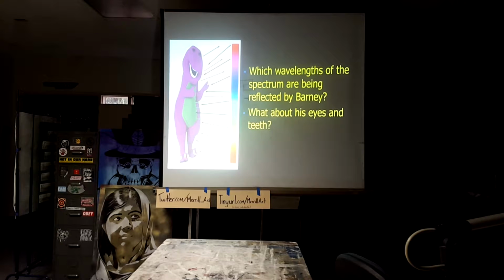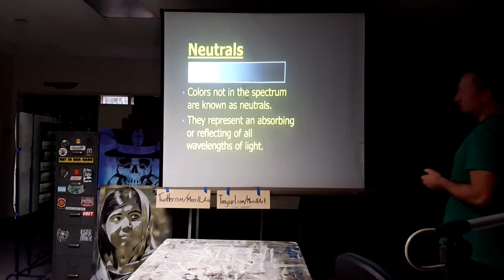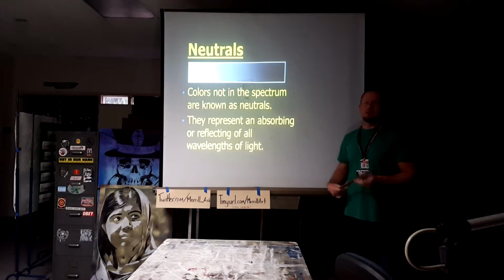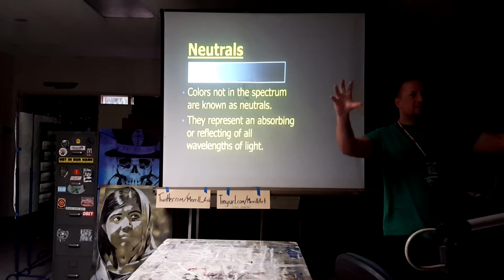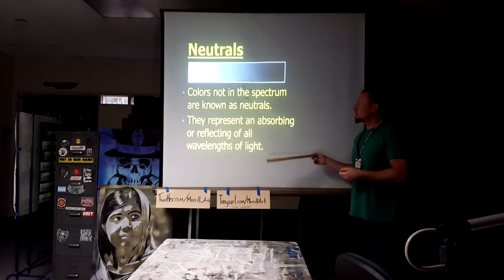Well, there's black and white, but it gets a little tricky when we start seeing black and white, because those are what are known as neutrals, okay? Neutrals are the colors that are not in the spectrum, okay? So you remember the spectrum that I showed you. It's that bright set of colors. It's the rainbow, okay? But neutrals aren't there, all right?